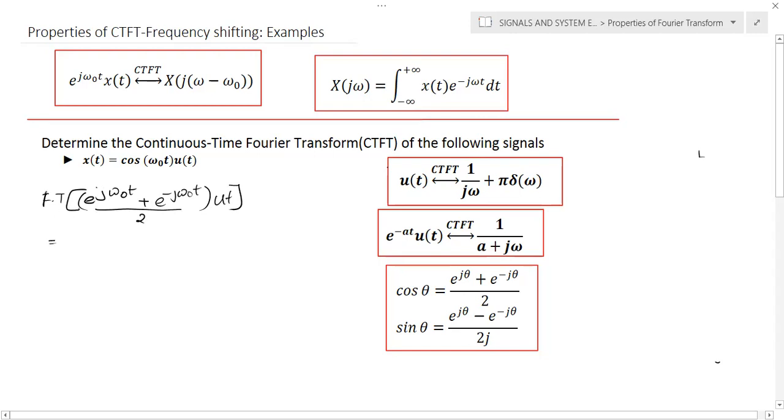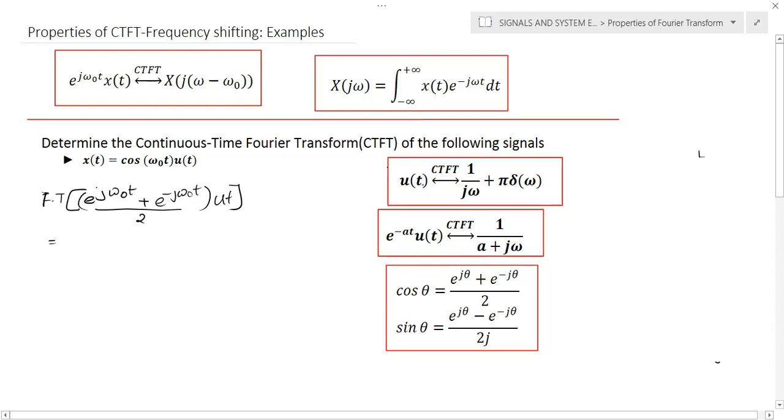And you should also look at this particular equation. There is already a result, e raised to minus a t into u of t, and the transform of the signal is 1 by a plus j omega. But here you cannot apply this particular property because it's a complex signal, e raised to j omega 0 t. You can apply this result only when the signal is e raised to minus a t, where a is a real quantity. Here you cannot apply this. So we need to use the transform of u of t here.